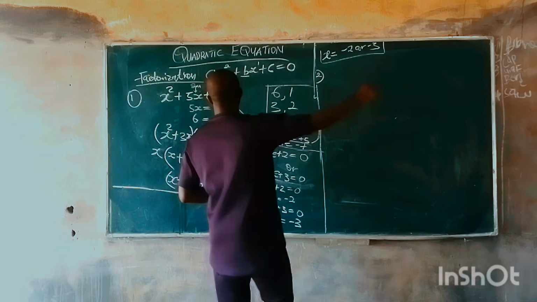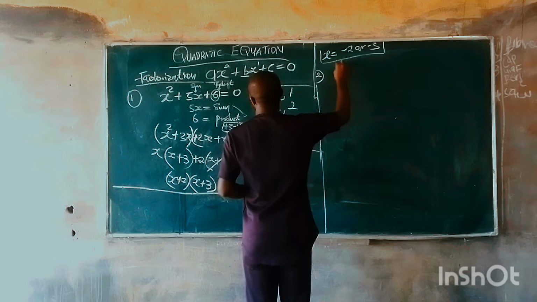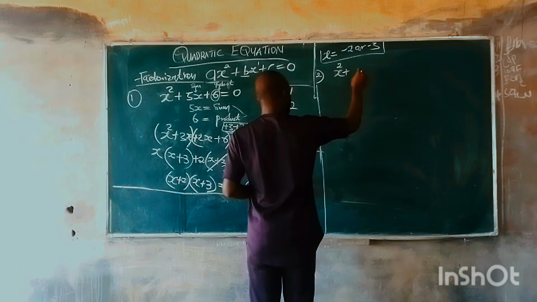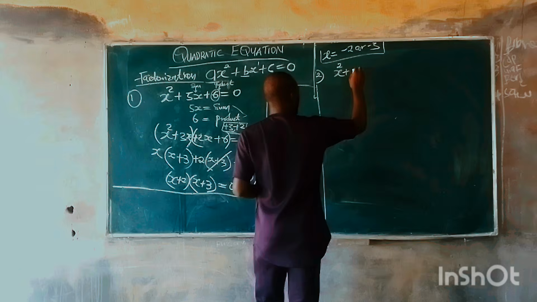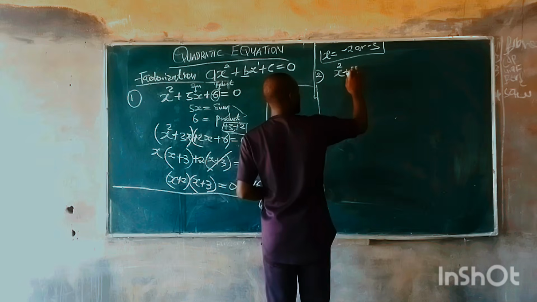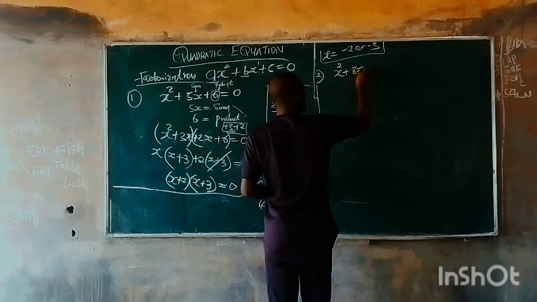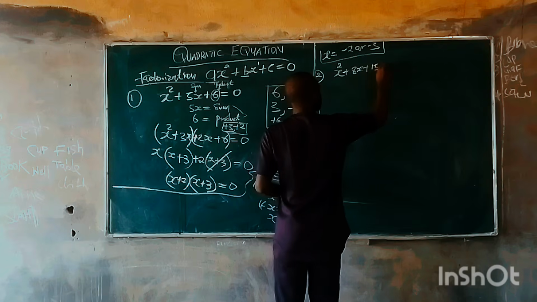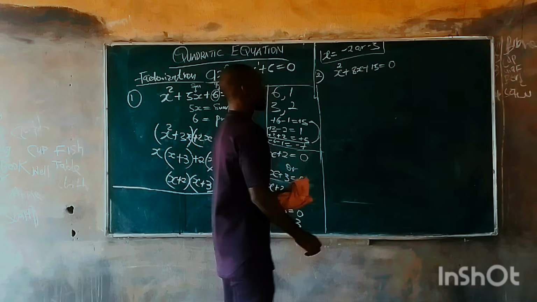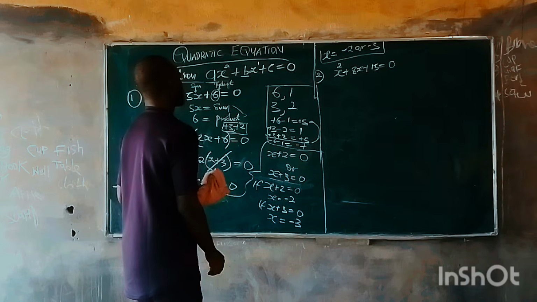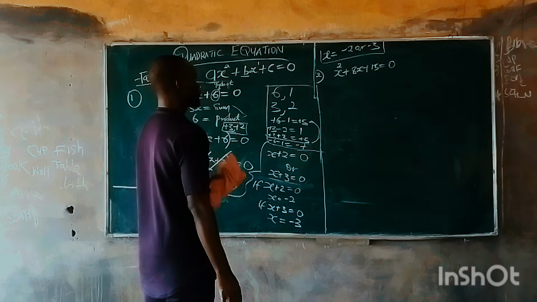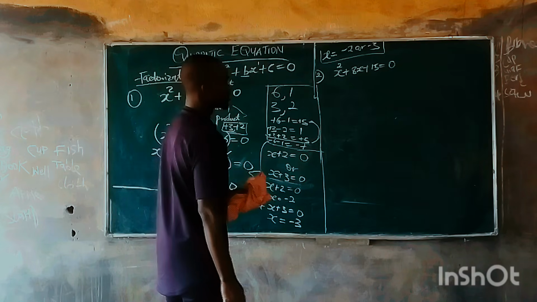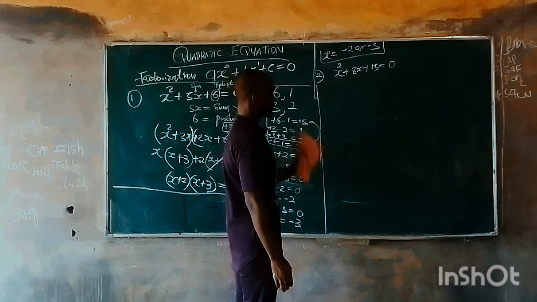Let's look at something like we have x squared plus 8x plus 15 is equal to 0. We have x squared plus 8x plus 15 is equal to 0. Now, how do we solve this? How do we solve it?